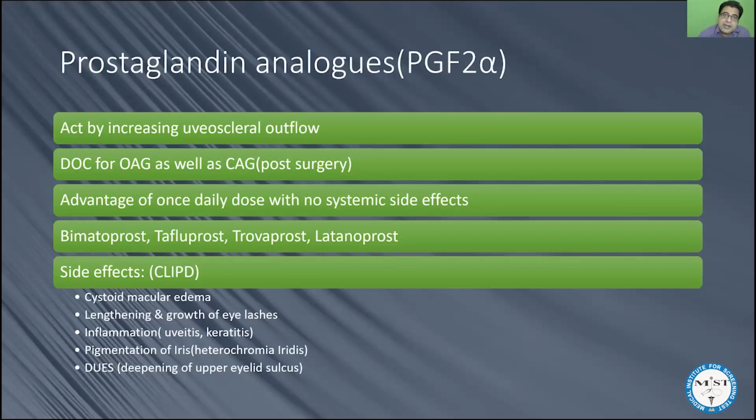We also call it heterochromia iridis because the iris color becomes brown. That is not uniform, that is a non-uniform manner. So that is cosmetically a problem for the patient and it's a permanent side effect. We call it heterochromia iridis. One more side effect is that medicines can cause sunken eyes. So medicines will cause deepening of the upper eyelid sulcus. We know that in the upper eyelid sulcus, there is a deposition of adipocytes. So whenever we give prostaglandins, they interfere with deposition of adipocytes, and that will cause sunken eyelids. We call it deepening of the upper eyelid sulcus.